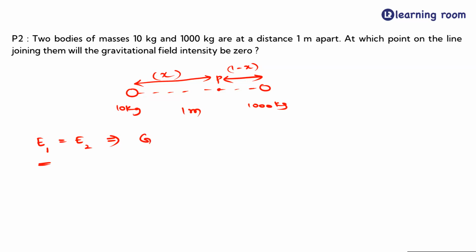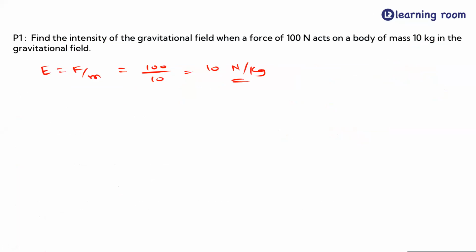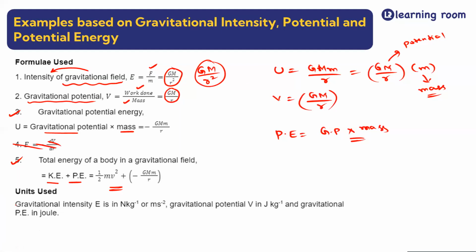Capital G into mass of the object divided by distance square. Just to explain it again, listen. I use this formula, GM divided by R square. Are you all able to understand? So capital G into mass divided by distance square.